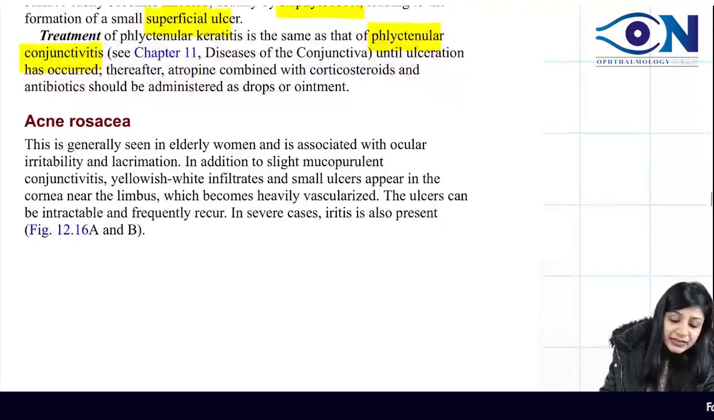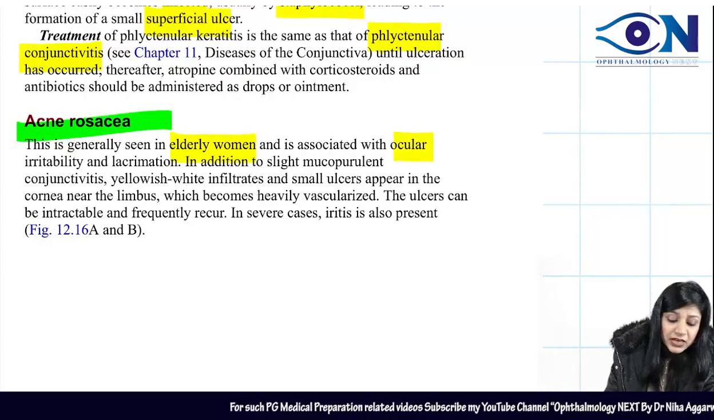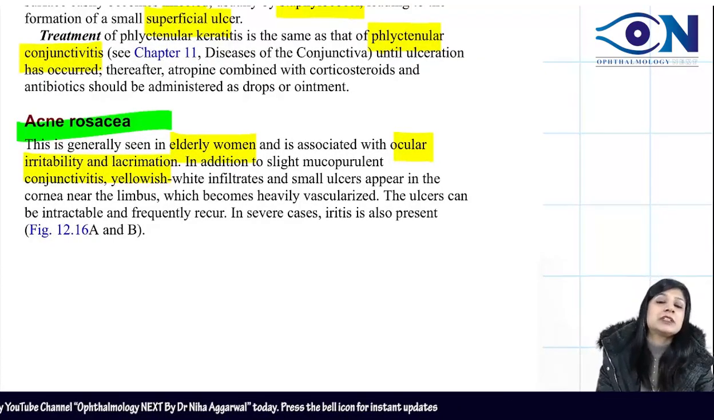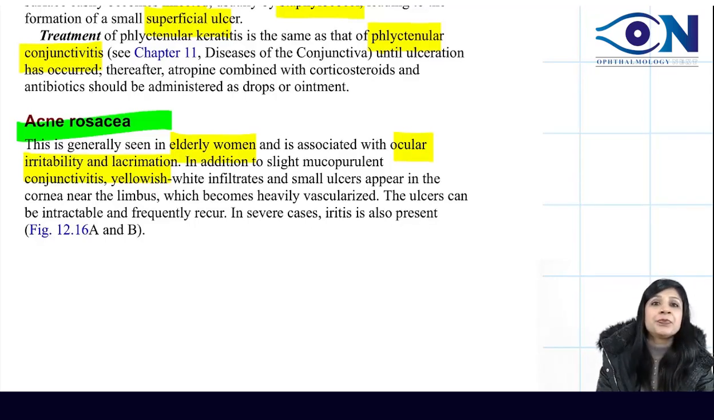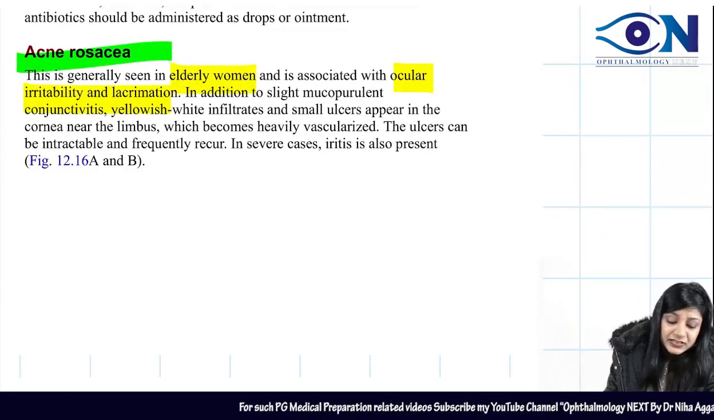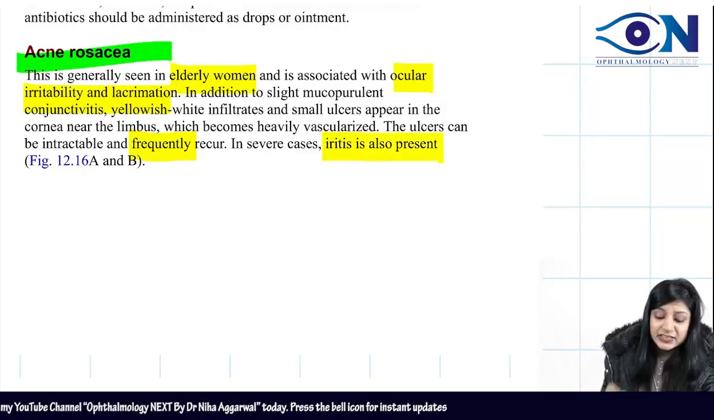Talking about acne rosacea. Acne rosacea is generally seen in elderly women, and it is associated with ocular irritation and lacrimation. Whenever I am talking about the immunologically mediated diseases or the allergic diseases, the basic complaint that we are going to get is not the discharge. In that case, it is the irritability and the watering, lacrimation, that is there. In addition to that, slight mucopurulent conjunctivitis and infiltrates can be there. And the thing is that it is frequently recurring. It is intractable, and iritis can also be present in severe cases.